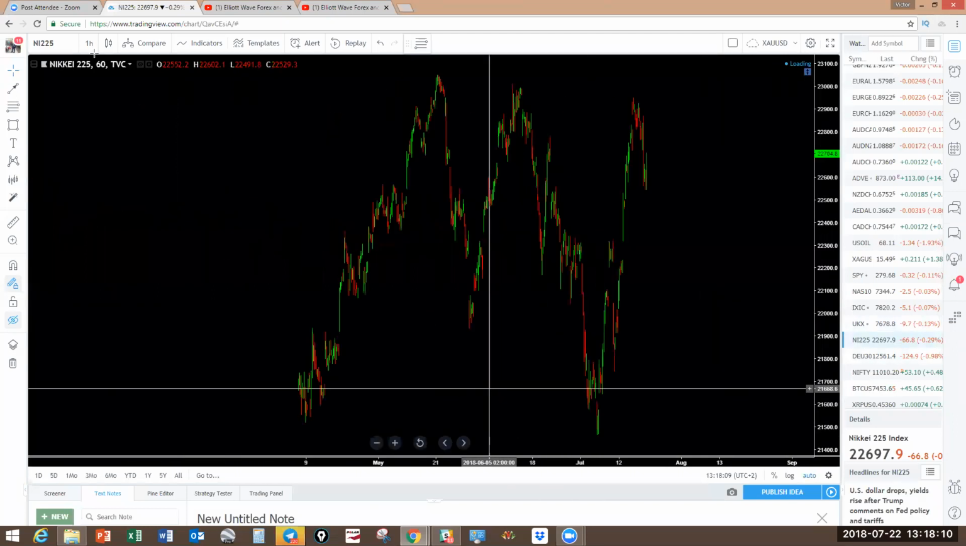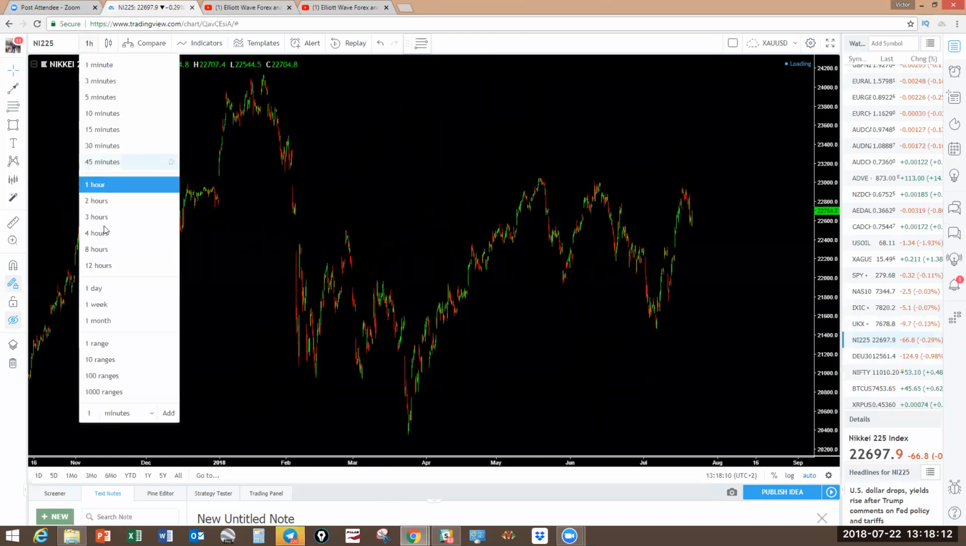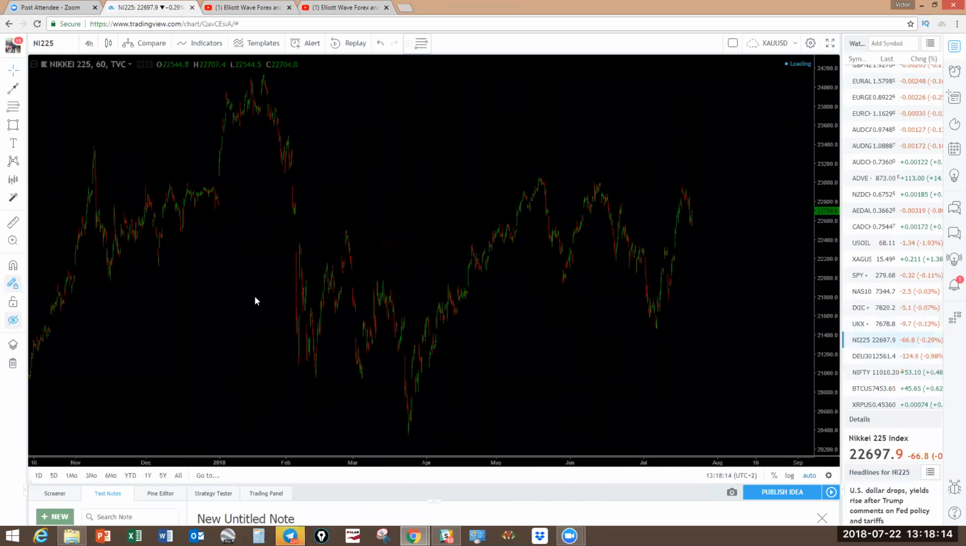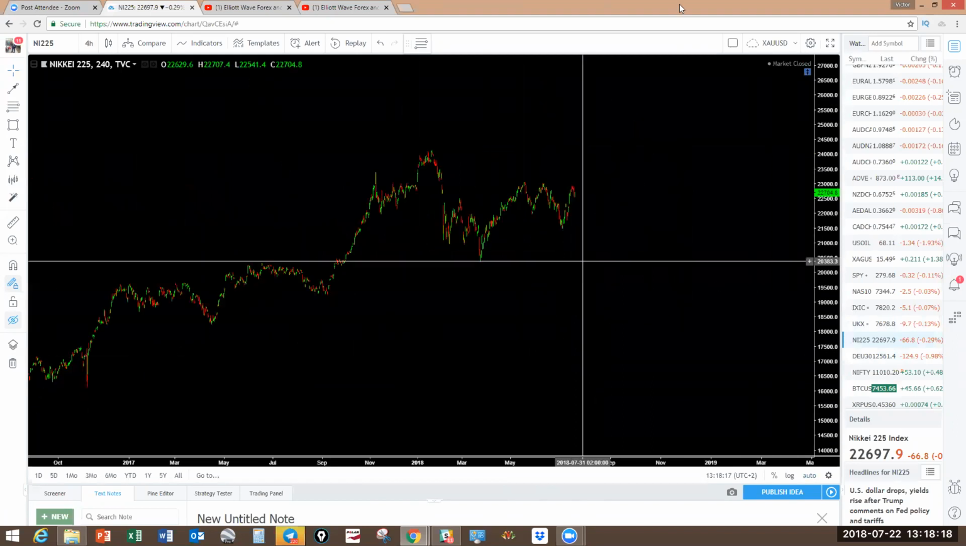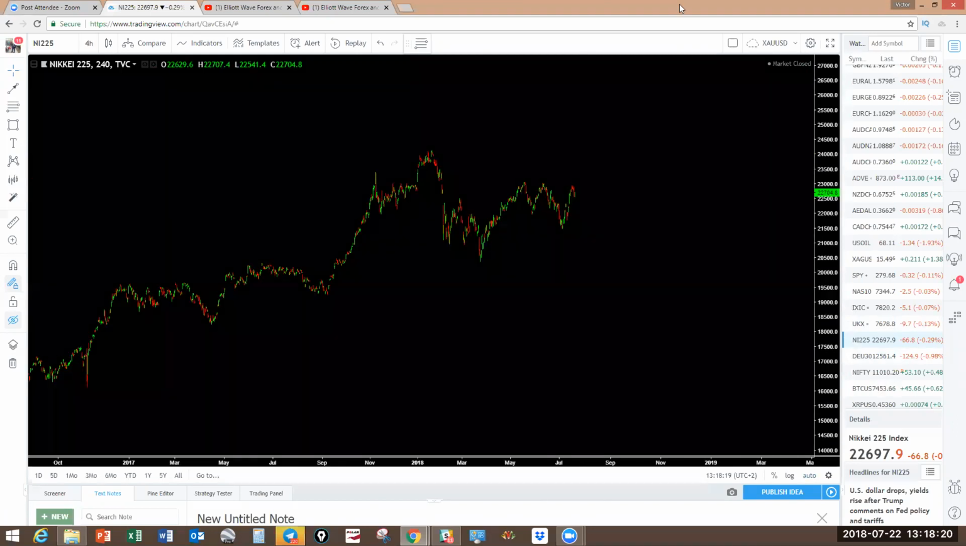NIKKEI, let's look on the 4 hour. So you can see the structure that the UK 100 has made is the same as what has happened on the NIKKEI, 1, 2, 3. And now we're making this one here, 1, 2, 3 back. We're expecting that we're going to have a correction here. You're looking to take that top.